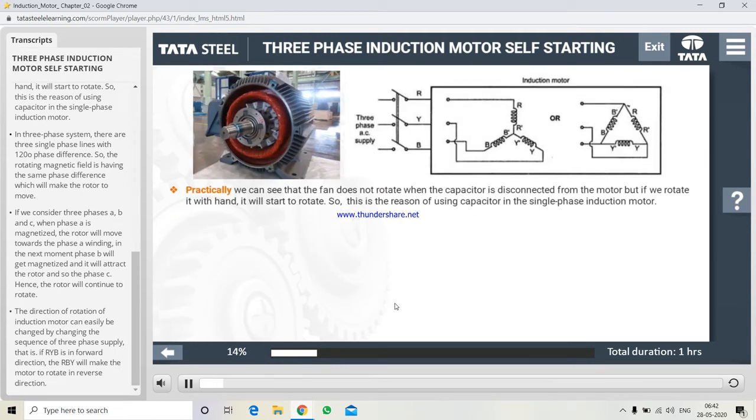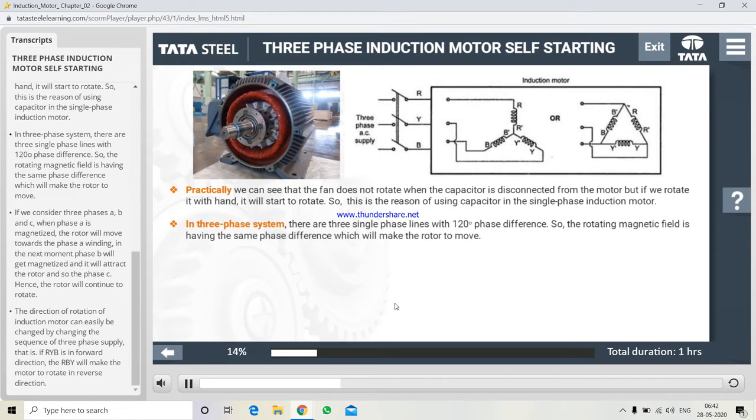Practically, we can see that the fan does not rotate when the capacitor is disconnected from the motor. But if we rotate it with hand, it will start to rotate. So, this is the reason of using capacitor in the single-phase induction motor. In three-phase system, there are three single-phase lines with 120-degree phase difference. So, the rotating magnetic field is having the same phase difference, which will make the rotor to move.